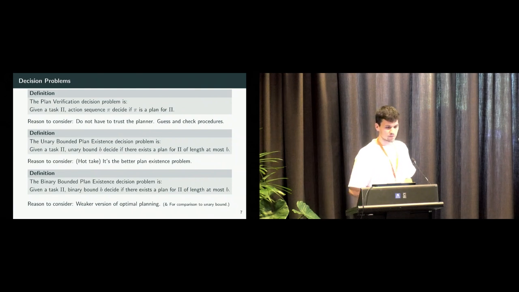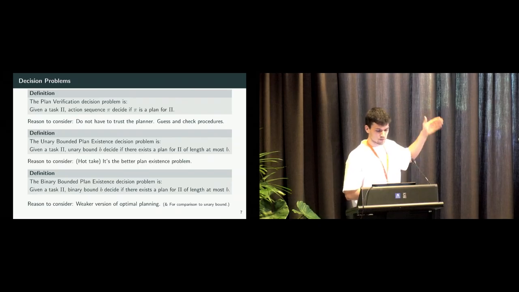So what are the decision problems we look at? I guess it's quite intuitive from the name. Plan verification means I'm given a task and I'm given an action sequence. Is it really a plan? The reason why you would consider this is kind of obvious. I don't really trust your planner, so I want to verify that the plan is really a plan if you tell me. And also, with respect to plan existence, there's always this idea that we could just guess and check something and then verify if whatever we guessed is a plan. So there's an implicit link to plan existence.